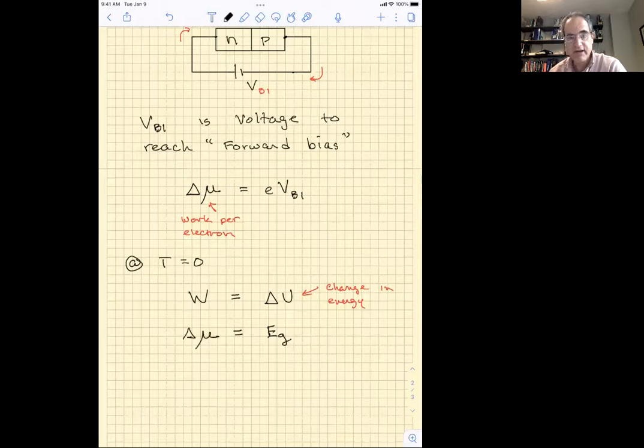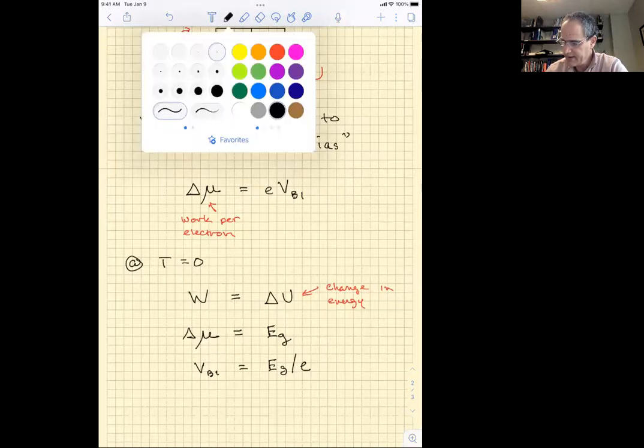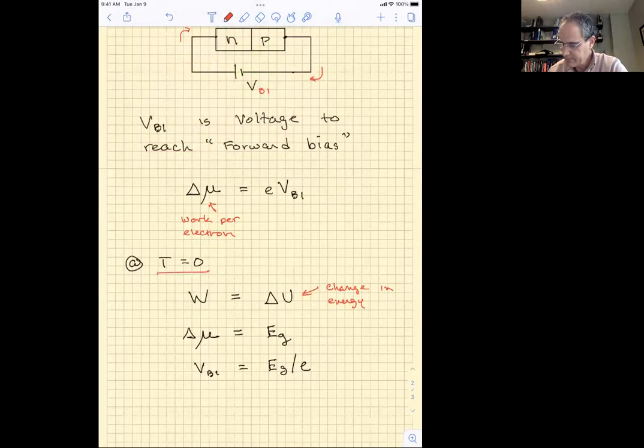of the semiconductor, since after all, the effect of our motion is to take an electron from the lower band in the semiconductor and deposit it up in the upper band on the N side, okay? And so this would mean that V built in should be equal to Eg divided by the charge. That's what we would expect in the low temperature limit, okay?